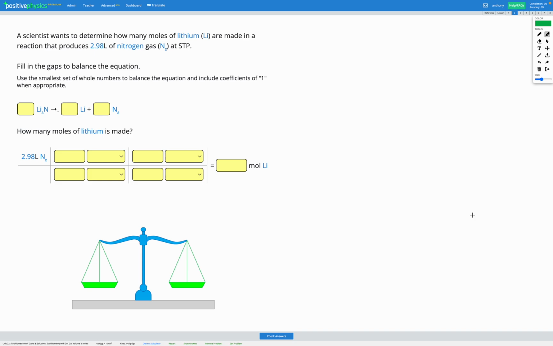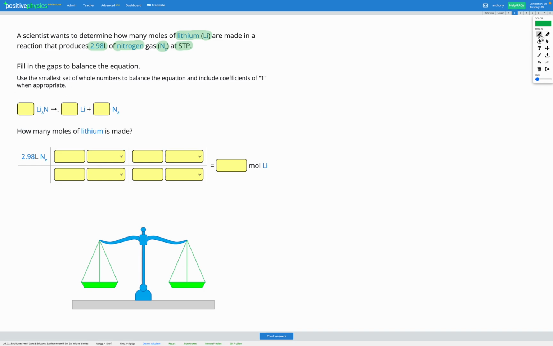In this question, a scientist wants to determine how many moles of lithium, Li, are made in a reaction that produces 2.98 liters of nitrogen gas, N2, at STP, that's standard temperature and pressure.